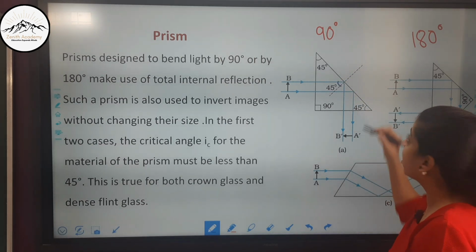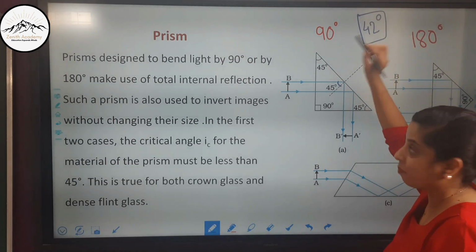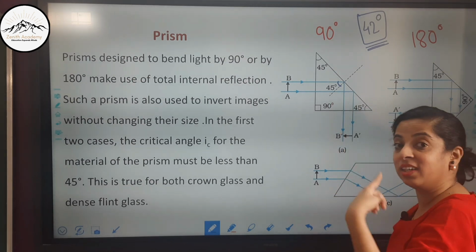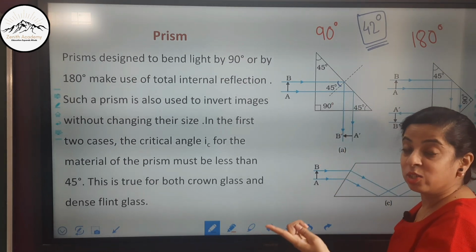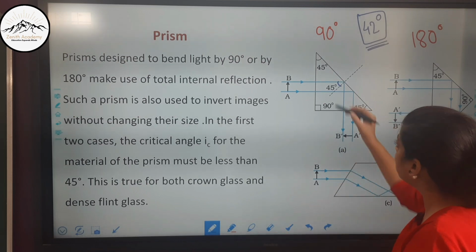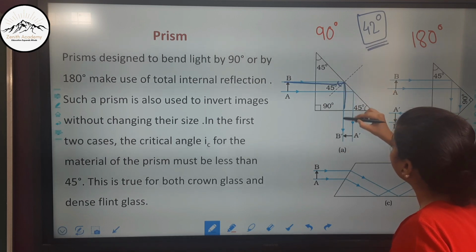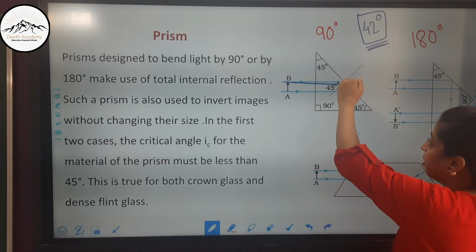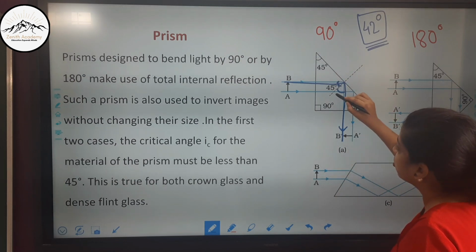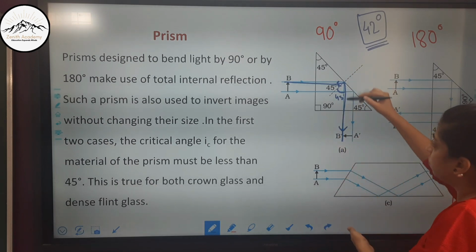Now the critical angle for glass is 42 degrees. We studied in the table it is 41 point something, so we take it as 42 degrees. Now 45 degrees is greater than 42 degrees. So whenever the incident angle is greater than the critical angle, there will be total internal reflection. So this light which is incident here falling at 45 degrees will reflect. Total internal reflection, and the angle of incidence has to be equal to the angle of reflection. So this will also be 45 degrees, and this will fall like this.